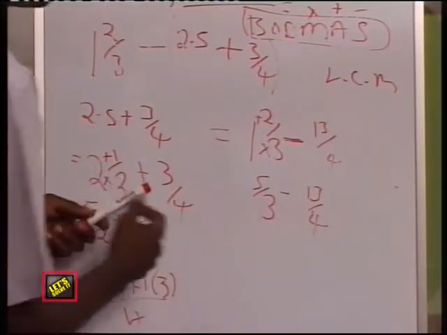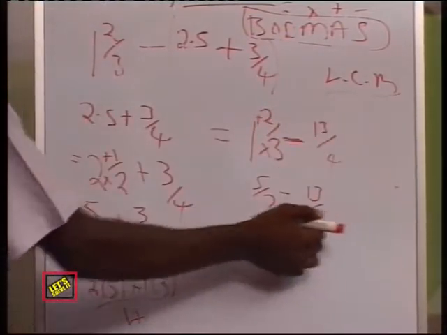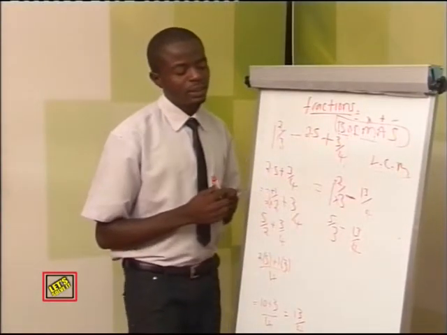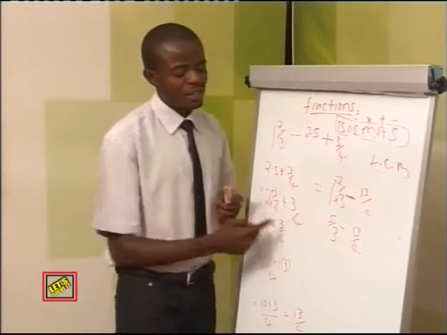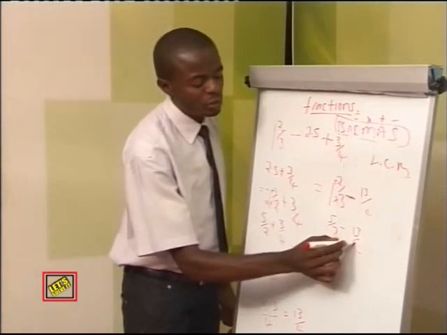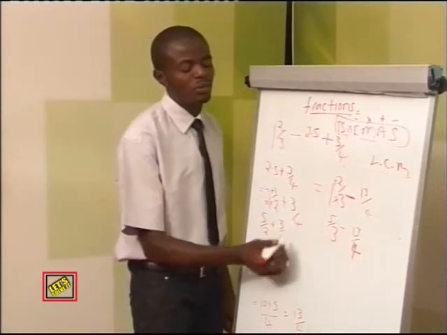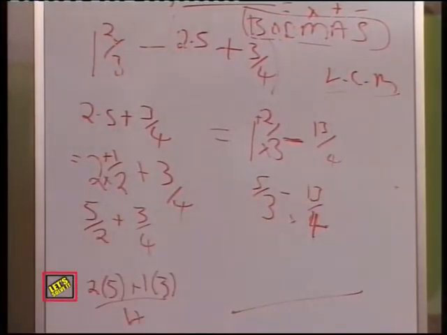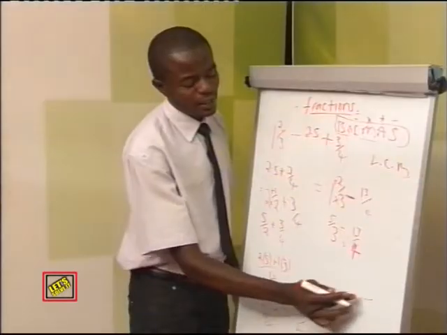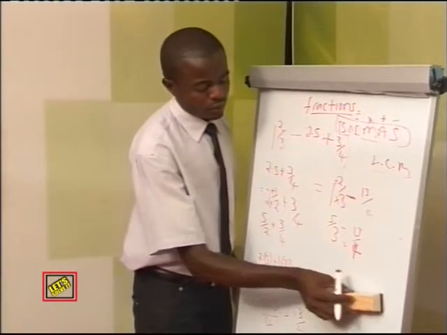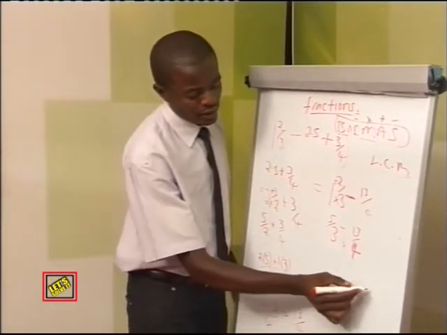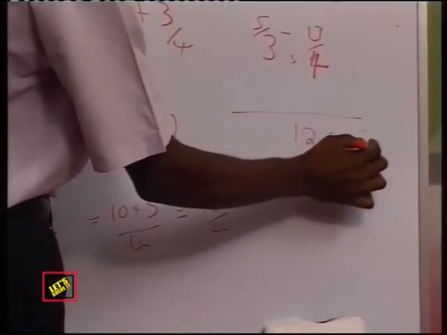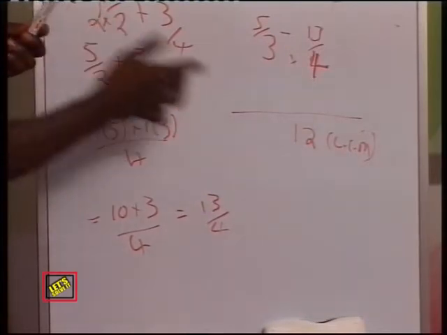So here we need to look for the LCM of 3 and 4. So can 4 go into 4? Yes. Can 3 go into 4? The answer is no, you leave a remainder. So 4 cannot be the LCM of 3 and 4. What do we do? We multiply the denominators. 3 times 4, the answer is 12. So 12 is the LCM of 3 and 4.